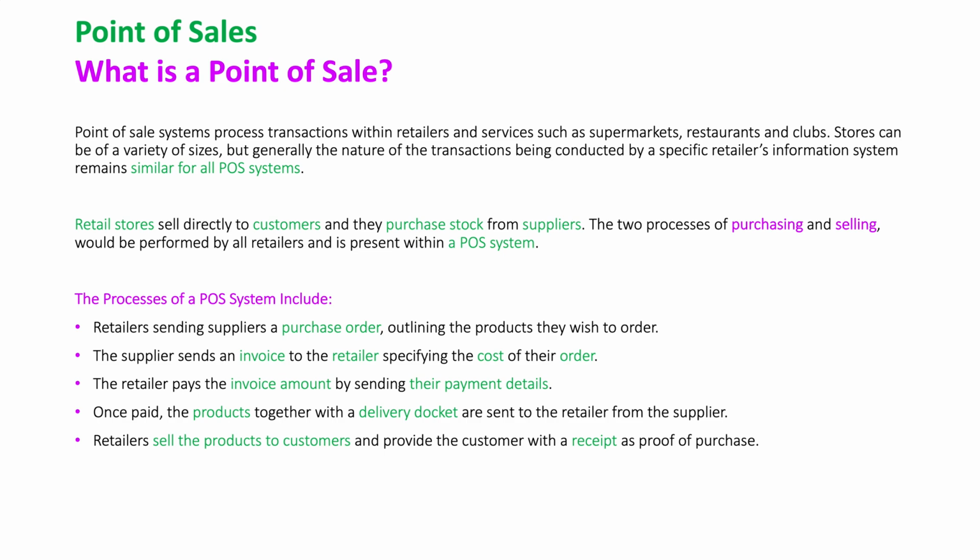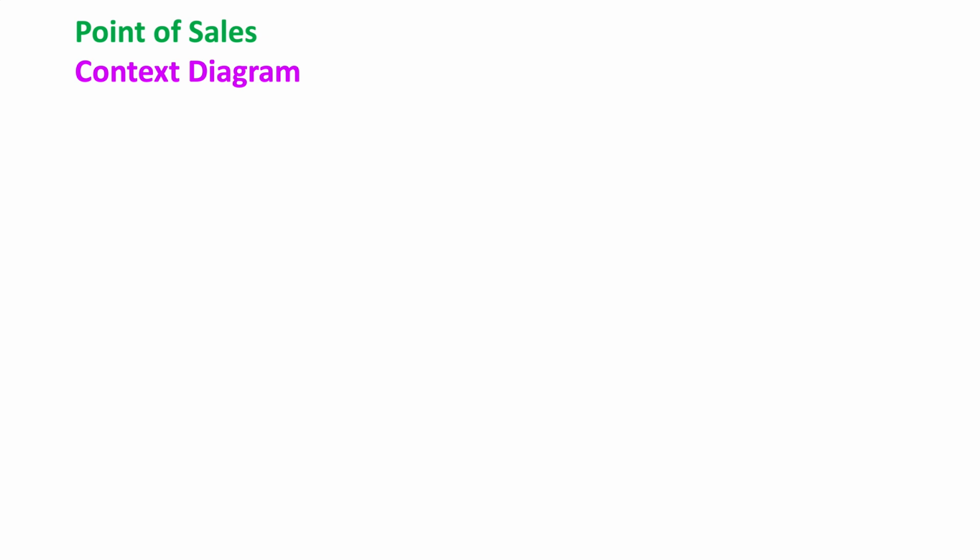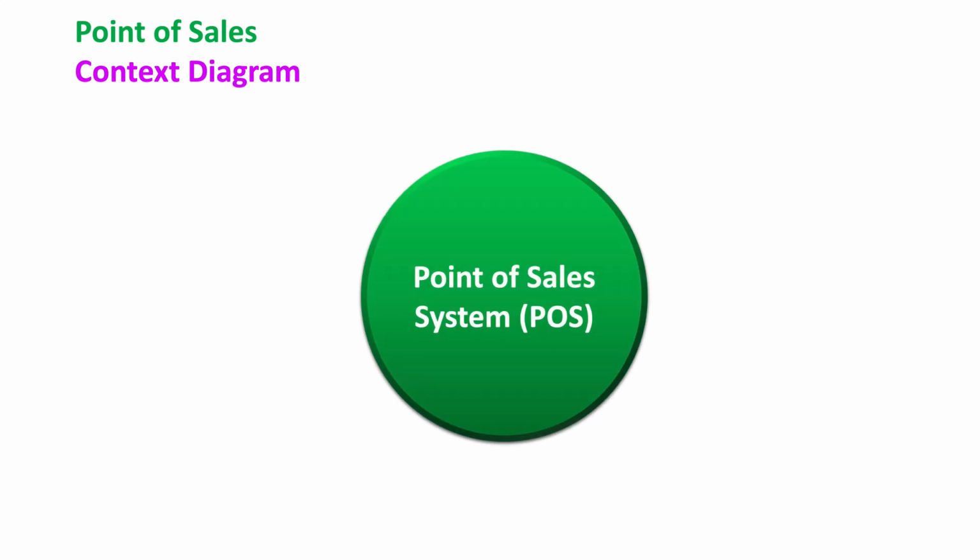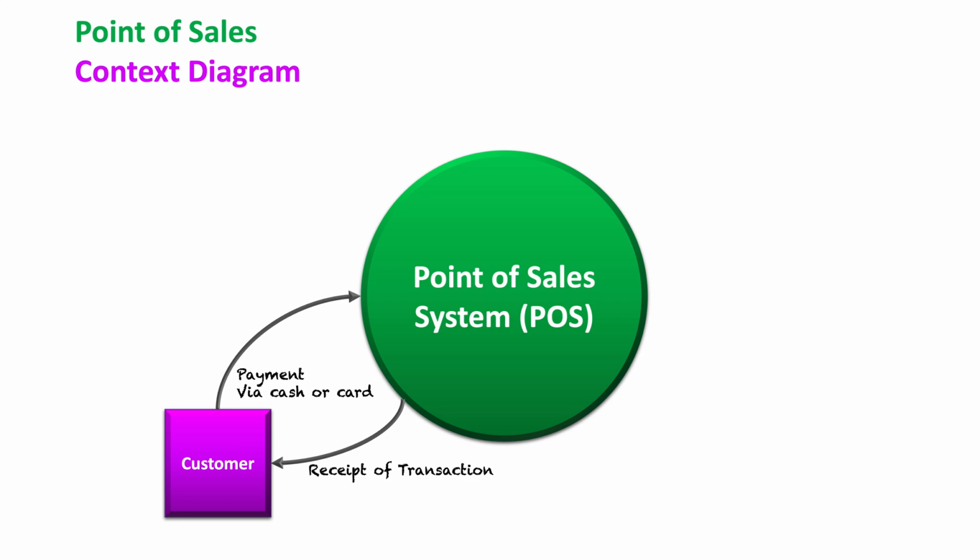And then, obviously, the retailer's job is to sell these products to customers. And when they sell products to customers, they supply them with a receipt as proof of purchase. So, these are the elements that we're going to try to illustrate in our diagrams today for a point of sale system. So, firstly, is the context diagram. Here is our point of sale system. Now, we're going to start from the customer purchasing items first. So the customer makes payment via cash with products, and then they get a receipt for their transaction.